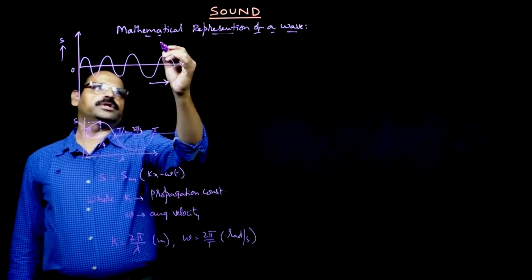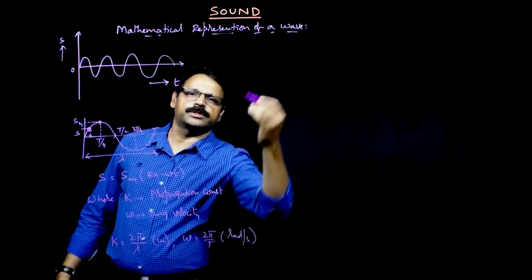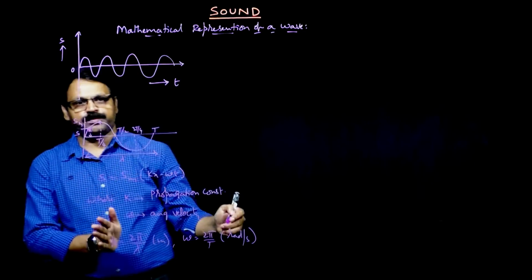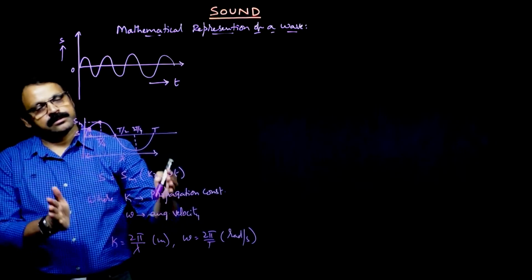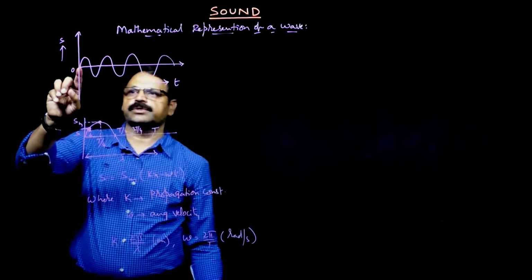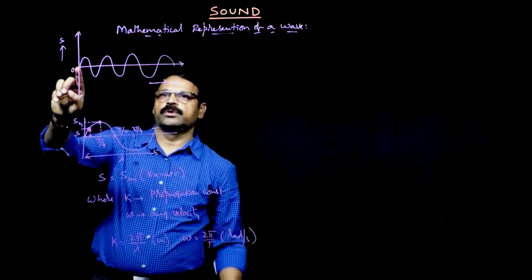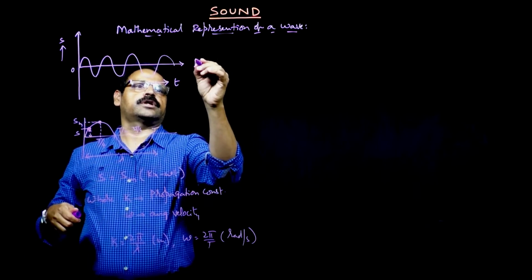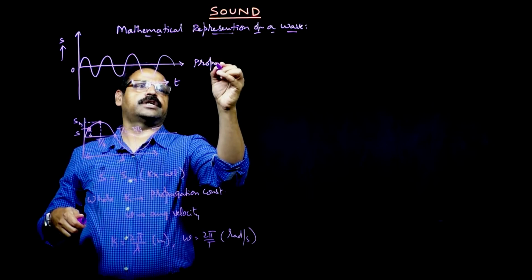Here we are going to look at the mathematical representation of a wave. That means when a wave is produced, a wave is nothing but the transportation mechanism of a disturbance. So let us suppose a disturbance is created at O, then it is transported to the other point. So this is how the propagation takes place.